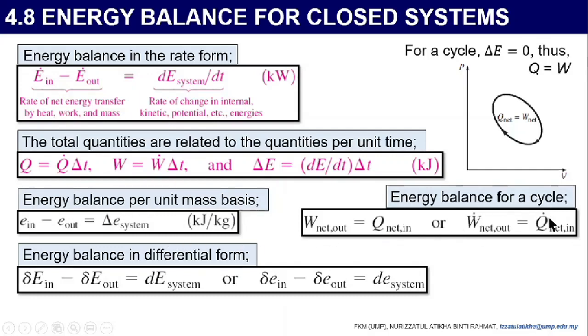And then energy balance for a cycle. W net out equal to Q net in, or W dot net out equal to Q dot net in, because it is a cycle. Energy balance in differential form. It is the same actually, only it is in differential form.